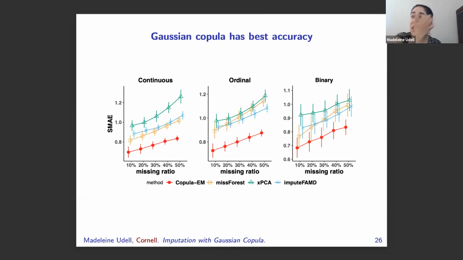Compared to other models for missing value imputation, including MissForest, which is a non-parametric method, XPCA, which is some low-rank nonlinear model, and ImputeFAMD, we do better for any missing ratio on the synthetic data.